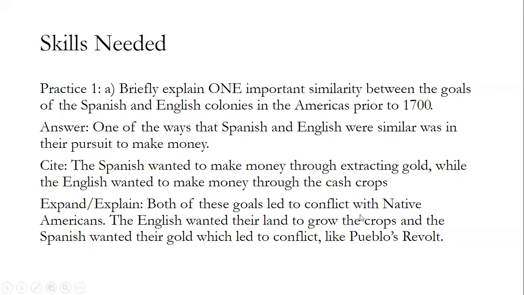Both of these goals led to conflict with Native Americans. And I kind of do both here just so you can see. To make sure that I'm not actually talking more about a difference than a similarity, I want to make sure I relate it back to something that's similar. So both of these led to conflicts with Native Americans. The English wanted their land to grow the crops. So that's how the English led to conflict based off the cash crops. And the Spanish wanted gold, which led to conflict, like the Pueblo Revolt. Even though the Pueblo Revolt is more directly tied to the encomienda system, encomienda was kind of tied to gold extraction as well.